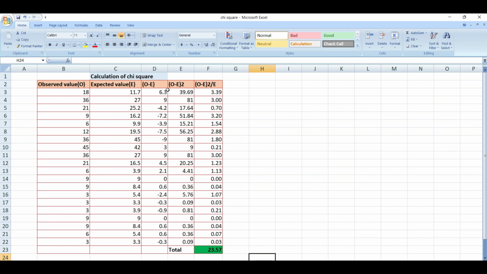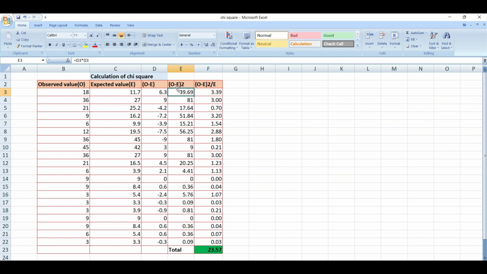Here you can see we have these 5 columns where all the observed values are written in one column, which is observed value. Expected values are written in another column. Then we have taken the difference between these two. Here you can see the formula: we have taken B3 minus C3 and we got the difference. Then we have squared this difference. Okay, you can see that we have squared this.